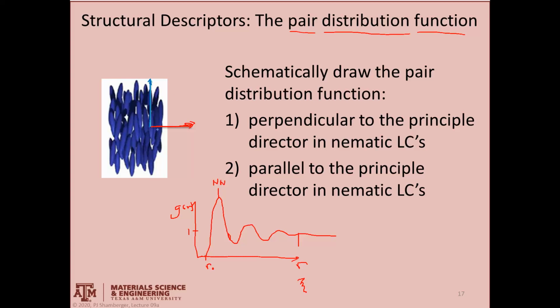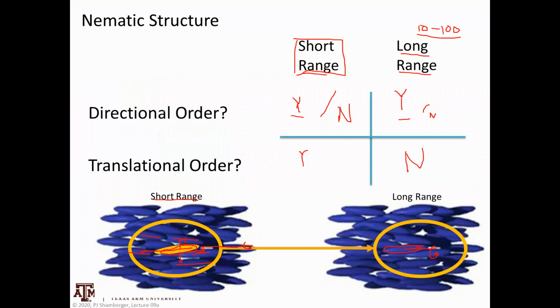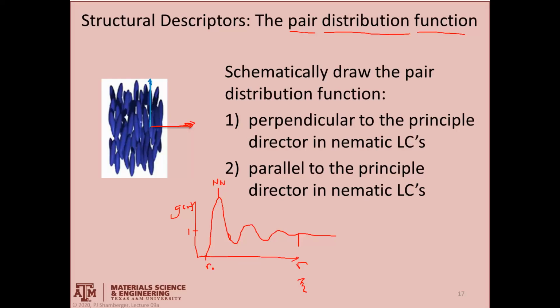Now I'm going to change colors here and draw the pair distribution function along the principal director. And what's it going to look like in that direction? One way to think about this is how's it going to vary from what I've just drawn? Do we have any additional translational order along this particular direction? The answer to that is no. We also are relatively disordered along the principal director direction. But there is one thing different, and that's that the nearest neighbor distance is going to tend to be a lot longer along that direction than it is perpendicular to that direction.